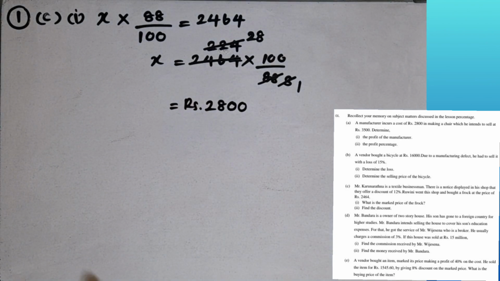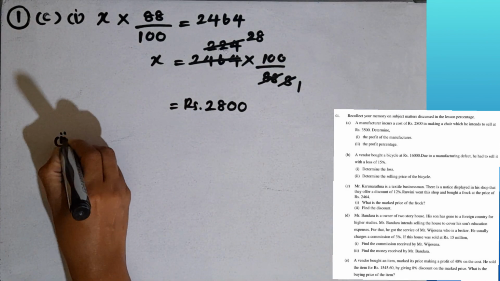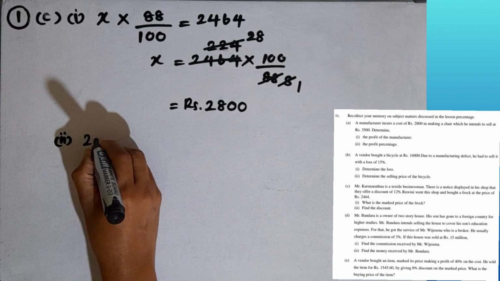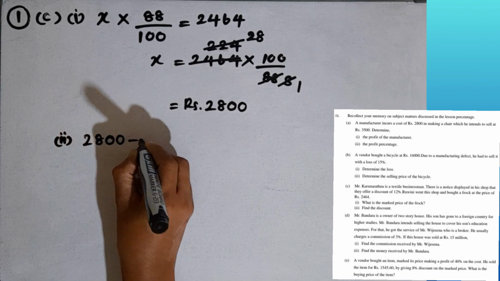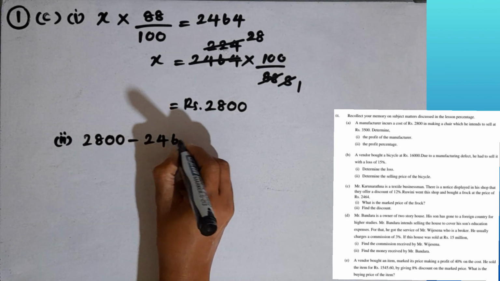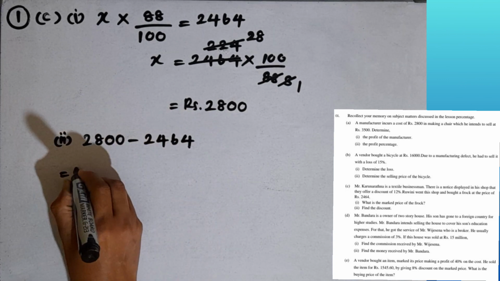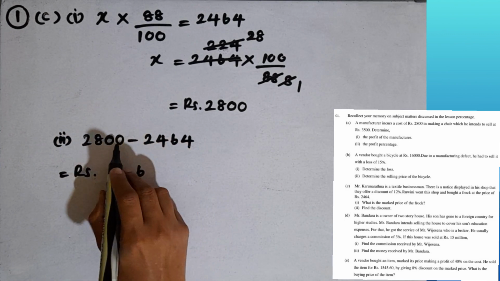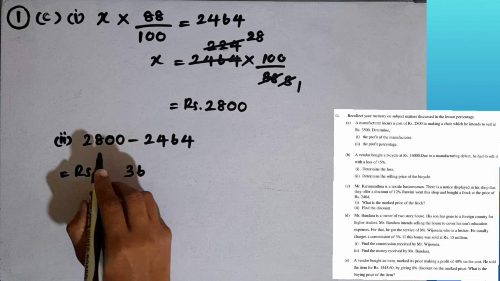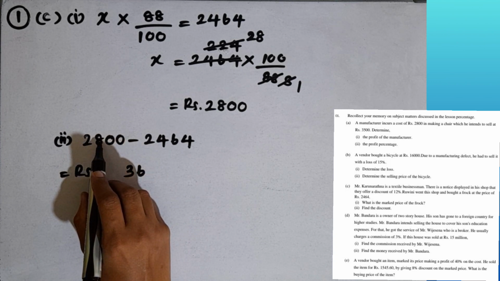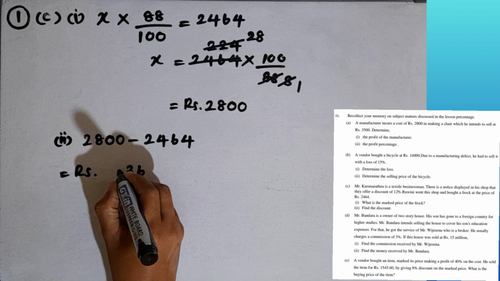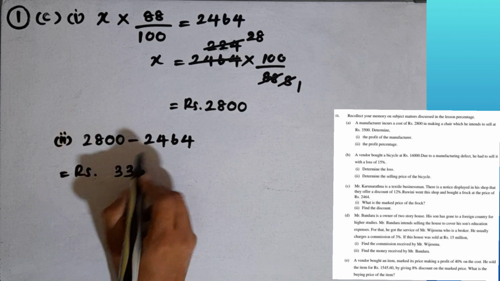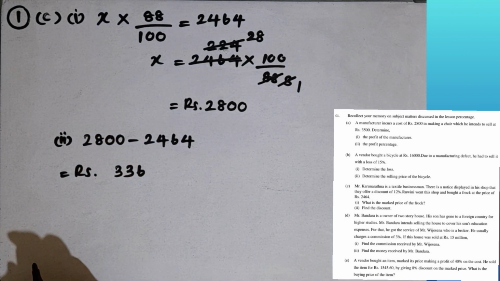Then in second part, find the discount. We can subtract 2,464 from 2,800. Then what is the answer? 10 minus 4 is 6. Then 9 minus 6, 3. Then here the remaining is 7. 7 minus 4, 3. 2 minus 2, 0. So the value is 336. That is the discount given here.